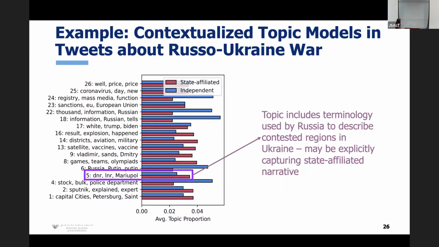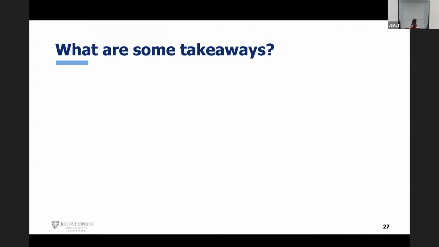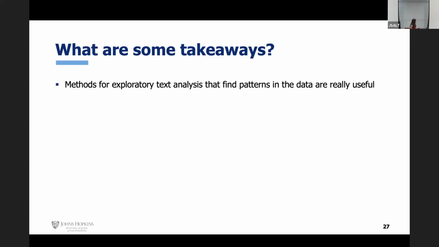So what's actually happening here, if we dig a little bit deeper into this topic, it seems like it's explicitly capturing the state-affiliated narrative of the war. It's using the words that the Russian government used to talk about the war rather than more general terms. So this is some of the dangers of topic modeling. Why is it useful? Well, it's this exploratory text analysis method that lets us.